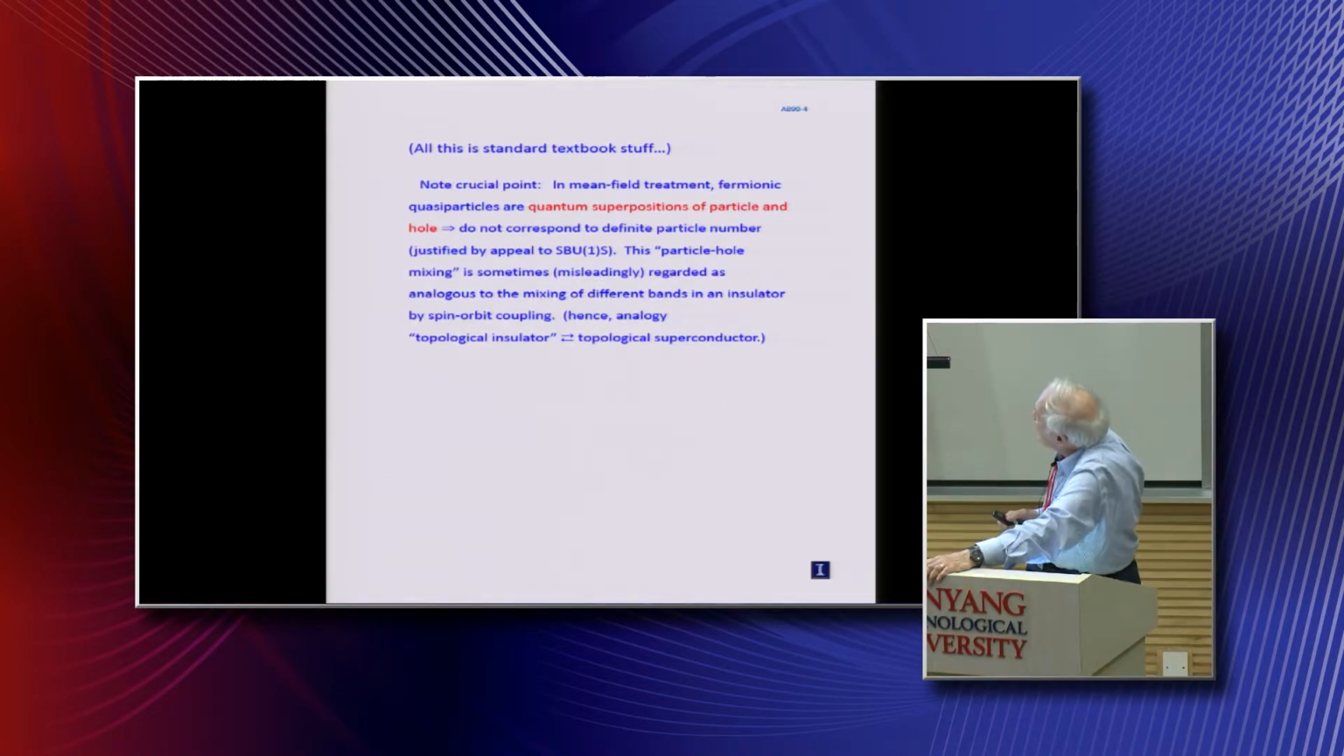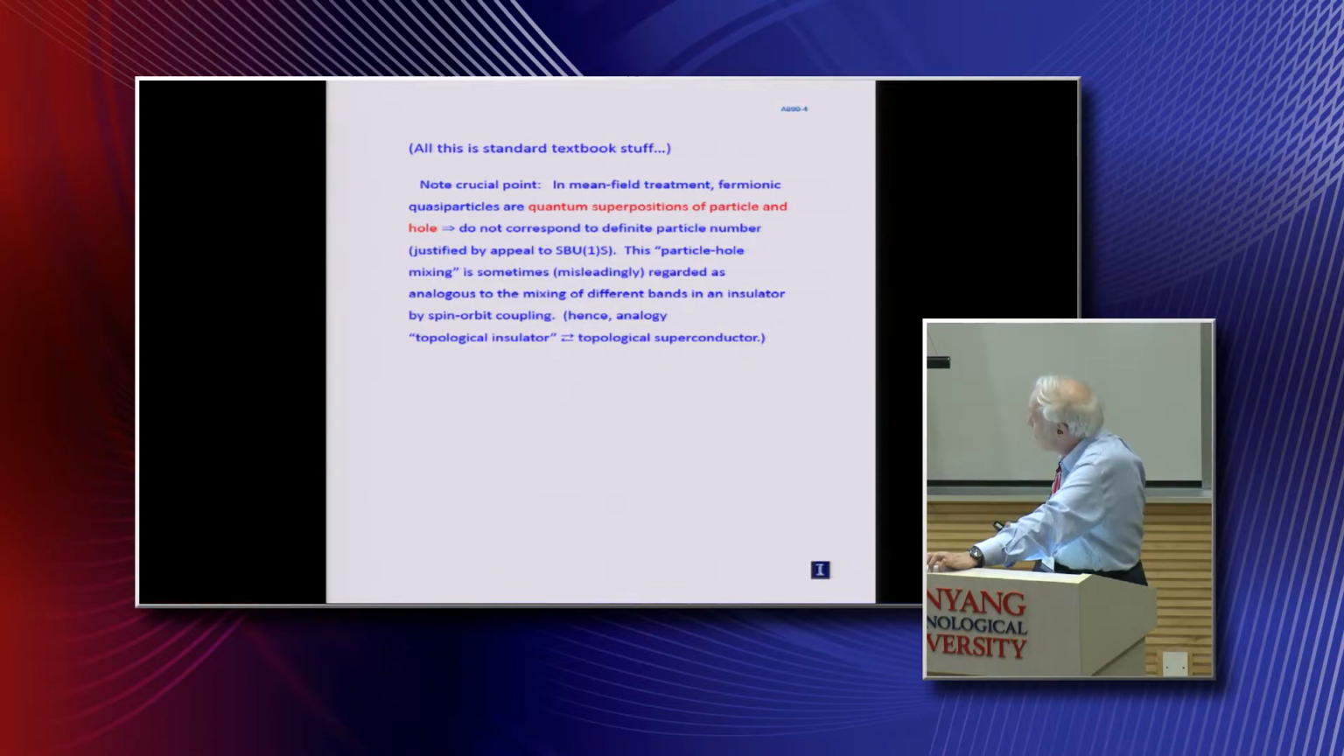Okay, fine. So all of this is quite standard textbook stuff. Now, the important point I want you to note is that in the mean field treatment, fermionic quasiparticles in a superconductor or Fermi superfluid are supposed to be quantum superpositions of particle and hole. And therefore, they don't correspond to a definite particle number in your system. And this is justified, typically in the literature, by appeal to the notion of spontaneously broken U(1) gauge symmetry. And this particle-hole mixing is sometimes, in my opinion misleadingly, regarded as analogous to the mixing of different bands in an insulator by spin-orbit coupling.